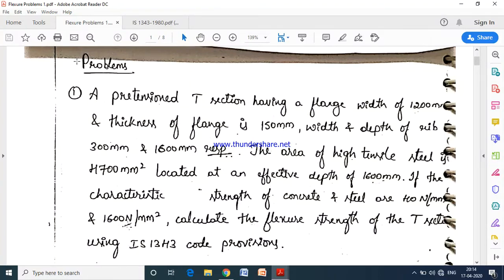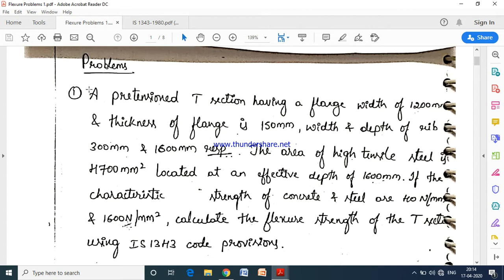Hello everyone. Today let us discuss the problems on flexural strength of PSC members. So first problem, a pre-tension T section having a flange width of 1200 mm and thickness of flange is 150 mm. Width and depth of rib is 300 mm and 1600 mm respectively.